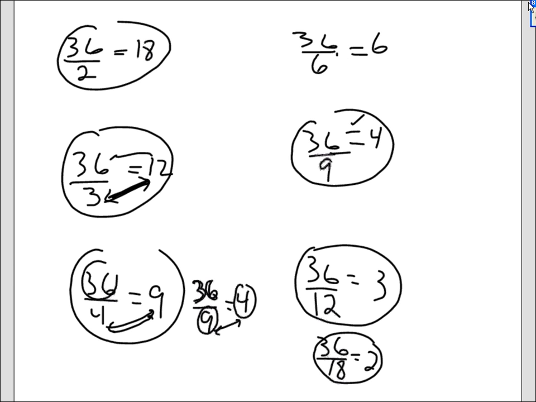Like 12 times 4 is 48. And 48 goes up there. That is 48 divided by 12 is 4. But like I just said, 12 times 4, or 4 times 12, that's 48. You can switch those 2 numbers.